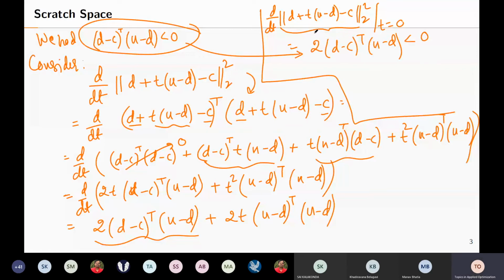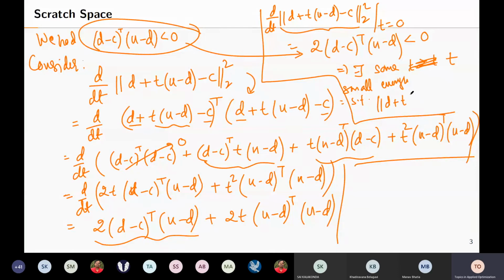So what does this mean? This means that there exists some t naught, small enough, such that we have the following: the norm of d plus t u minus d minus c is less than or equal to the norm of d minus c. Because that's what it tells us, right?